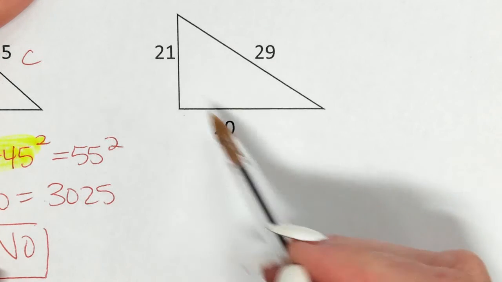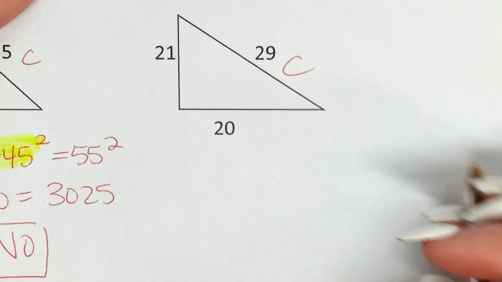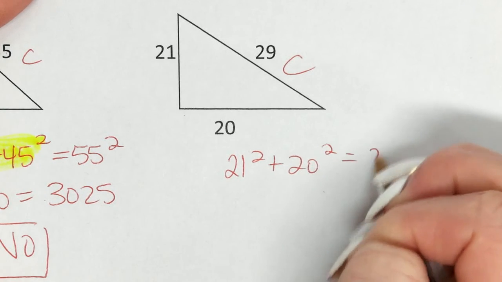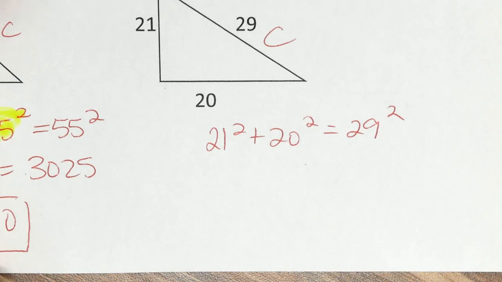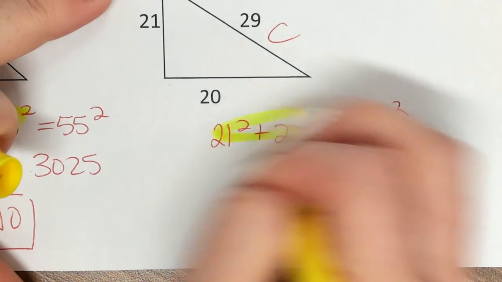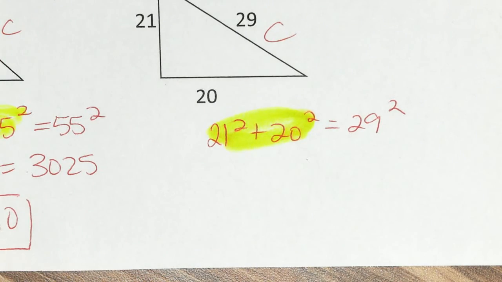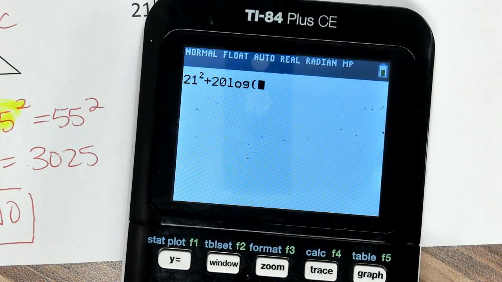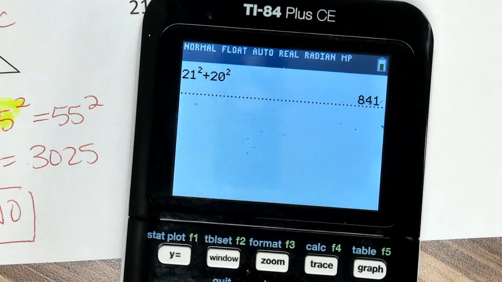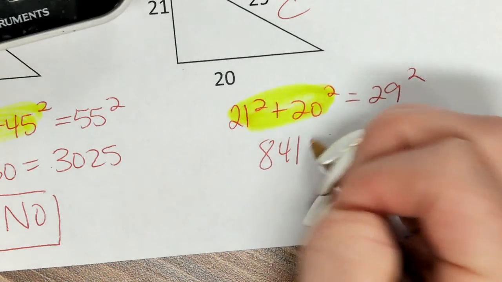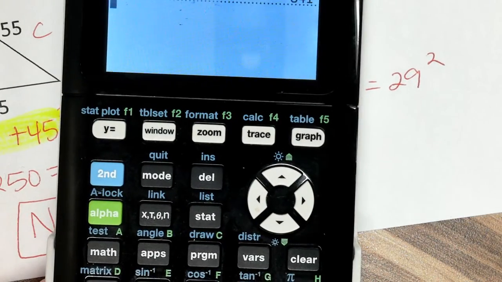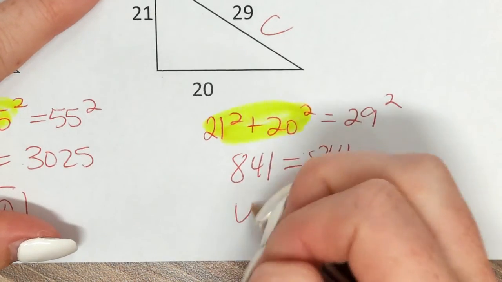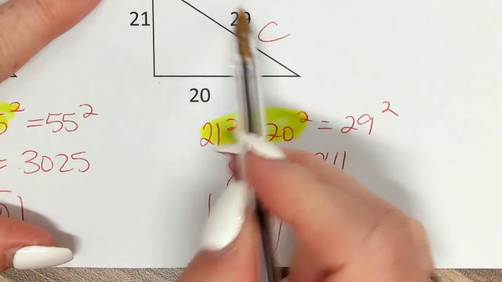Which one of these has to be the C? Okay, so I put this in my calculator separately because it's on the left side of the equal sign. 21 squared plus 20 squared is 841. And 29 squared is 841. Do those equal? So my answer would be yes. These three numbers would form a right triangle.